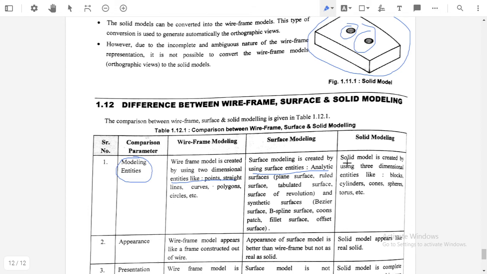And a solid model is created by using three-dimensional entities like block, cylinder, cone, sphere, torus, etc. Means these are three-dimensional entities.